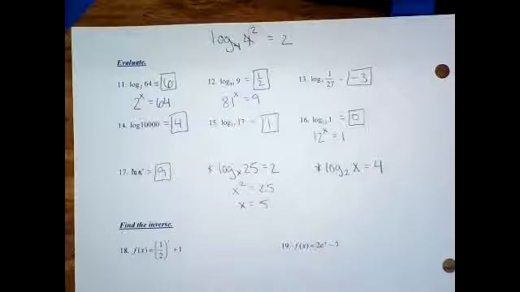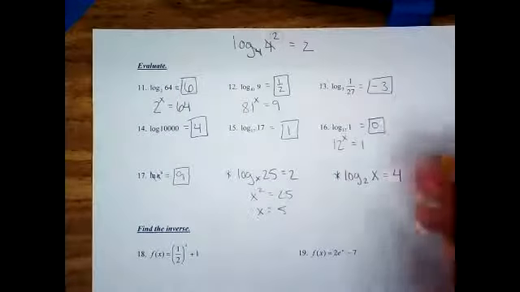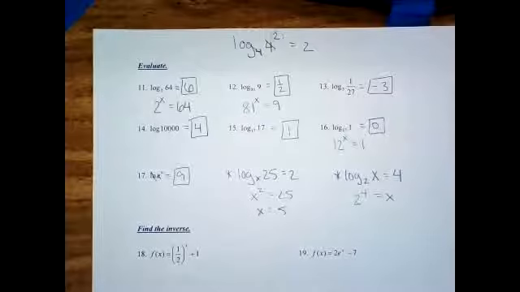So this would be 2, oh my gosh, froze again. So this would be 2 to the 4th equals x. So what would x be? 2 to the 4th would give you 16. All right, so if they stick the variable somewhere else, it's still the same thing, okay?